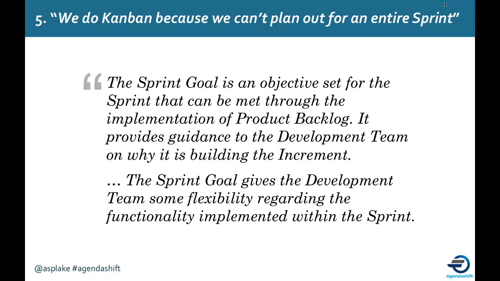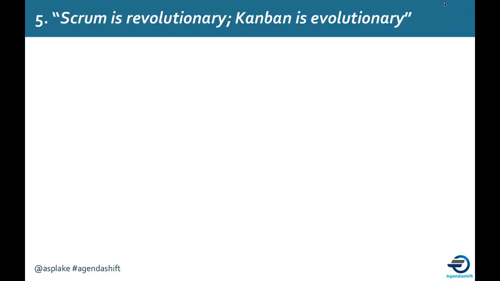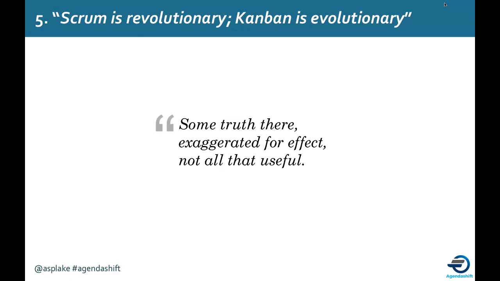So that was, we do Kanban because we can't plan for an entire sprint. That leaves the last one. Scrum is revolutionary, Kanban is evolutionary. Some truth there, exaggerated for effect, not all that useful. Scrum is revolutionary if you've never done iterative development before, if you've never used a time box before. Kanban is evolutionary in the technical sense that it's a start with what you do now method.